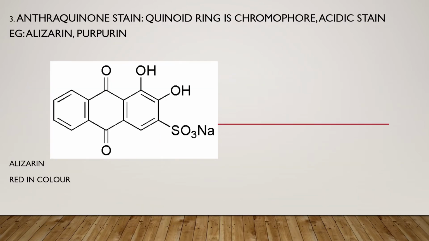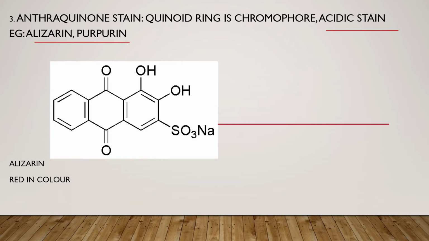Okay, third one is your anthraquinone stain. Now quinoid ring is a chromophore and it's your acidic stain, because you can say that whenever this stain dissociates, the chromophore consists of negative charge. Your examples are alizarin and purpurin.